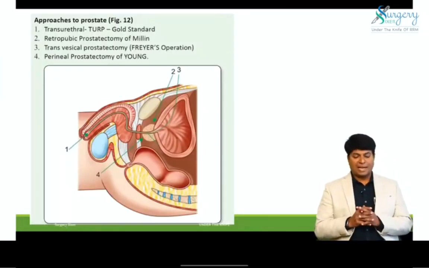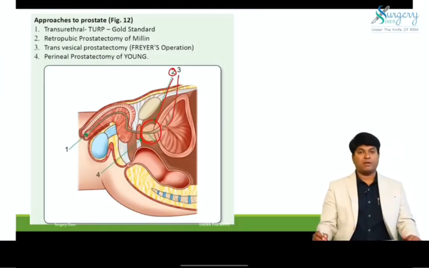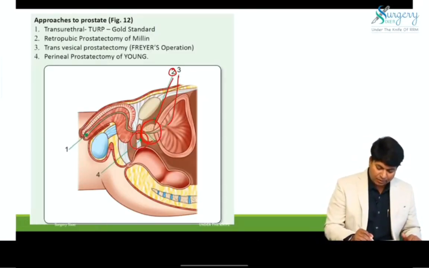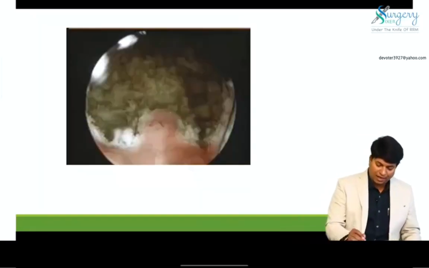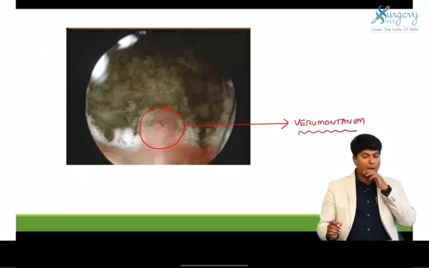This is the picture based on Blandy's law. So number 2 is retropubic. You go and remove the prostate, of Millin. Number 3 is transvesical prostatectomy of Freyer. Perineal prostatectomy of Young. Okay. All these are various methods of prostatectomy. So you can see a TURP procedure is going on. This is showing you a verumontanum. The verumontanum is shown here. So the prominent verumontanum is shown here.